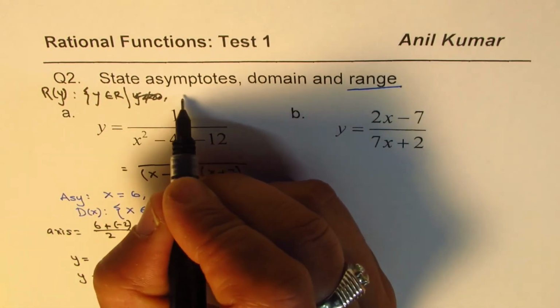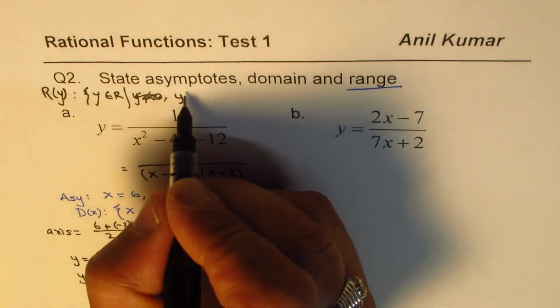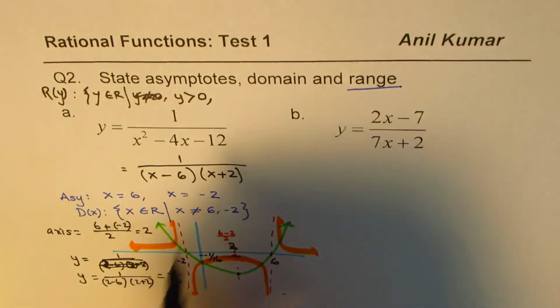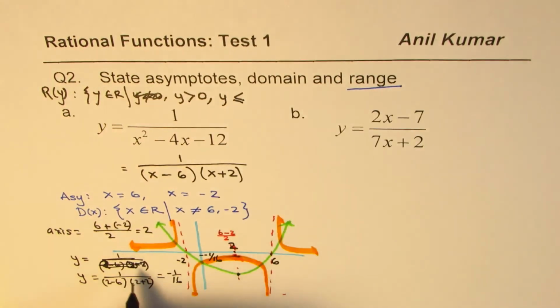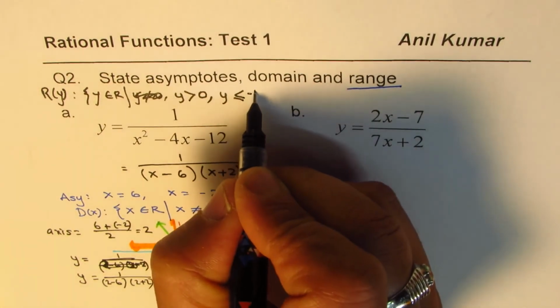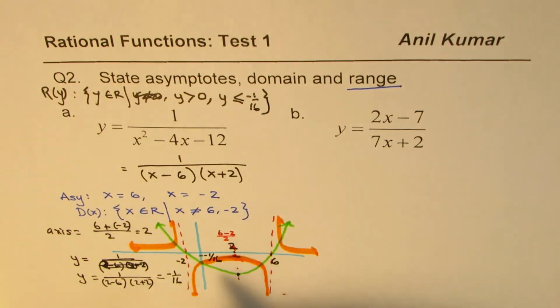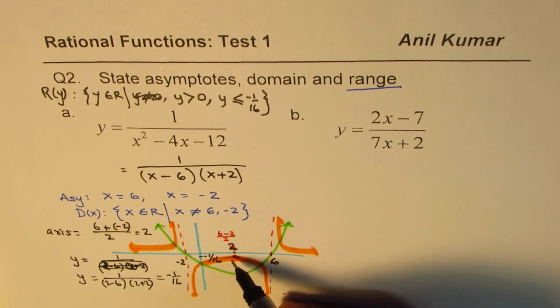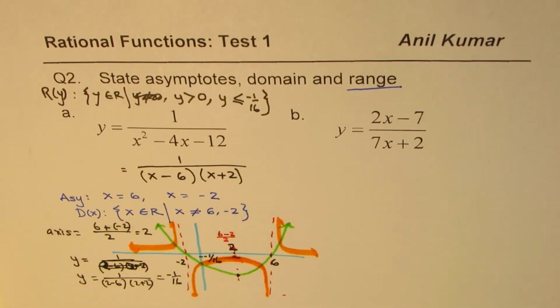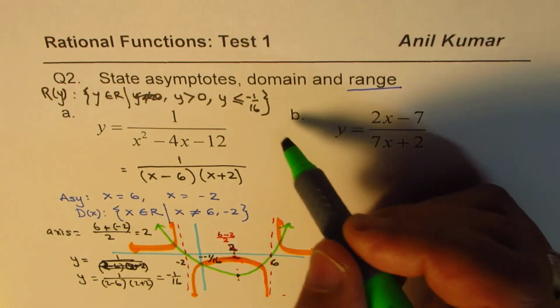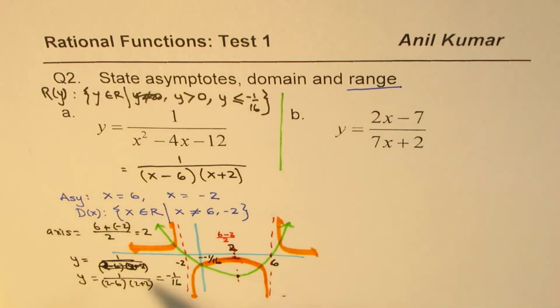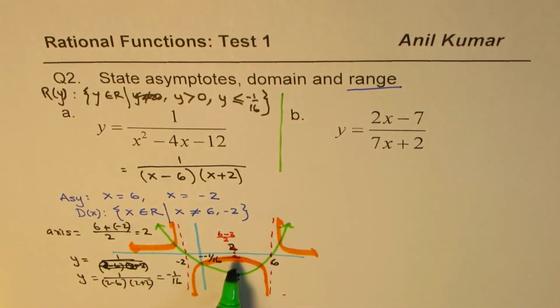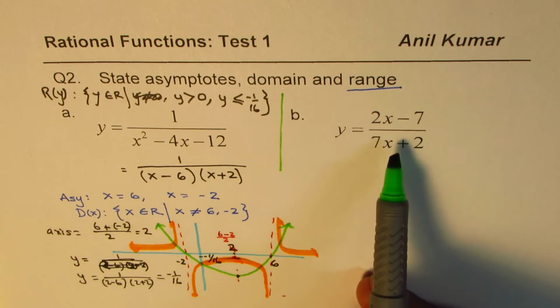So where y is, we can say, greater than 0 and y is less than or equal to minus 1 over 16. You could write it like this. That's better. So the range is either greater than 0 or less than or equal to minus 1 over 16 for this particular function. So if you have range also to be answered, it could be a bit tricky. You need to calculate the local maximum here to really get the correct answer. I hope that concept is clear, right?